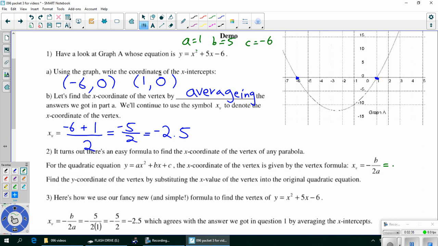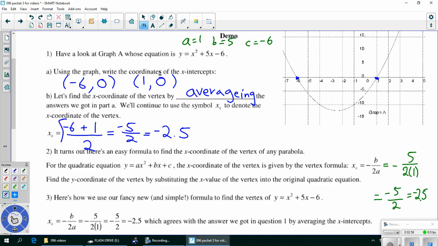Okay, so negative b over 2a. So how much is b? Okay, it's up there. It's 5 divided by 2 times a. That's 2 times 1. So this is really negative 5 over 2, which is, oh my goodness, negative 2.5. The same answer that we got before, but in a whole heck of a lot easier way.